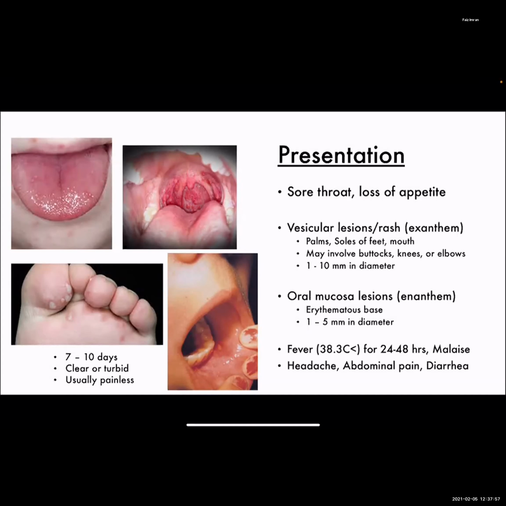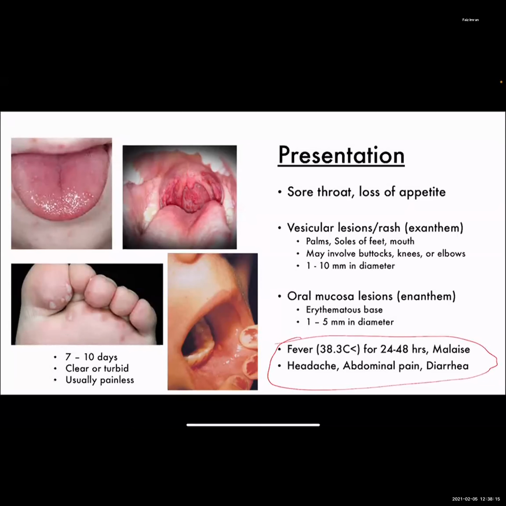Also, they can present with prodromal symptoms such as fever. Usually they can present with fever, but sometimes they don't. Some other symptoms you can find are malaise, headache, abdominal pain, and diarrhea.